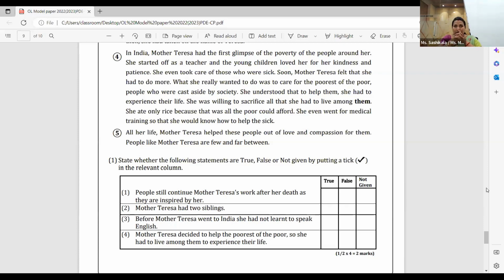The very first question is, state whether the following statements are true, false, or not given. Remember, either you put a tick within the brackets they have given, or you put T for true, F for false, NG for not given. The easiest, children, is to put the tick, right? Putting a tick is easy, because they have categorized 3 columns.